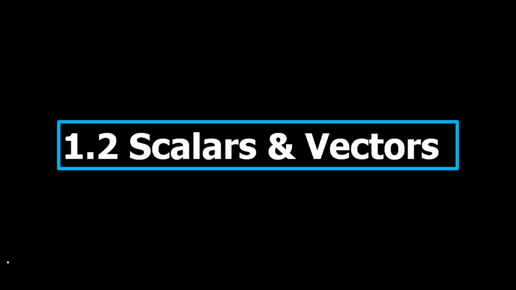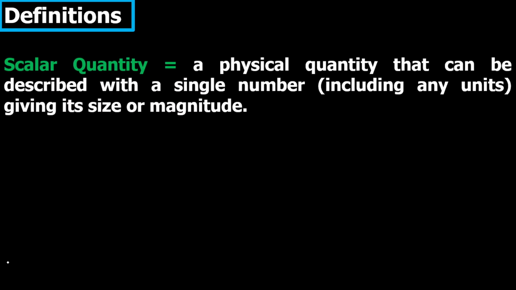So in this video, I want to talk about 1.2, scalar quantities and vector quantities. So with any new term, we ask ourselves, how do we define it, right? So let's look at the first one, the definition of scalar quantity. A scalar quantity is a physical quantity that can be described by a single number.